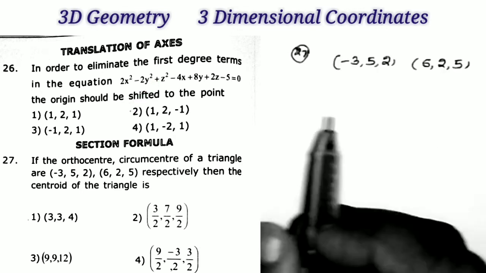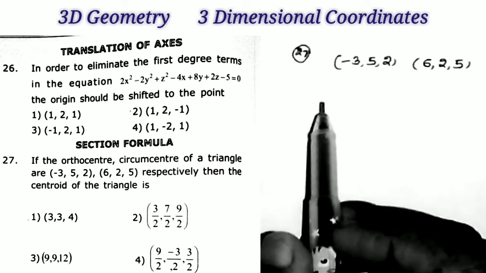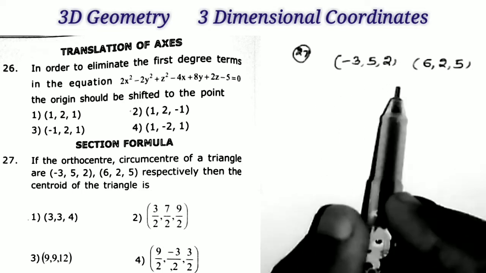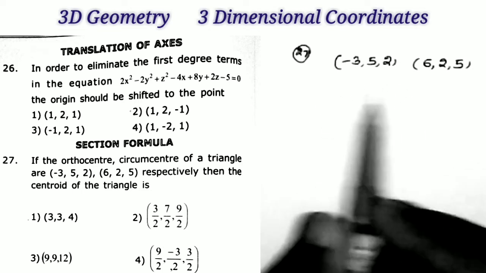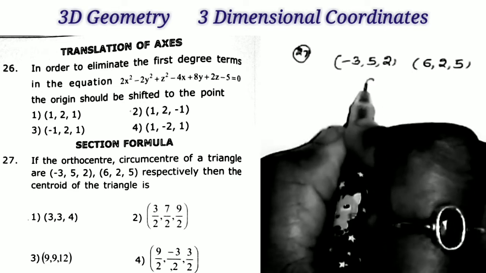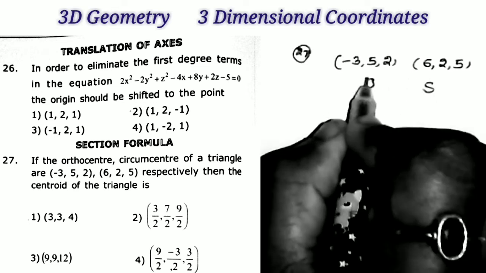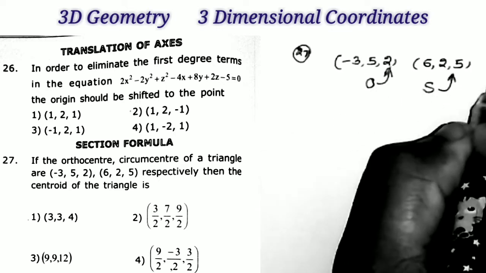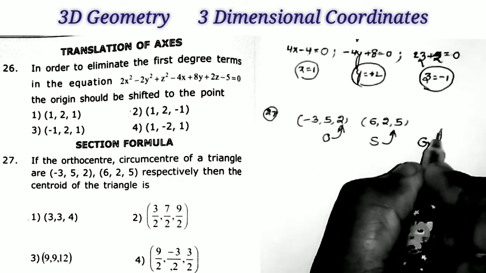That's all. Next question, sum number 27. If the orthocenter and circumcenter of a triangle are (minus 3, 5, 2) and (6, 2, 5) respectively, then the centroid of the triangle is equal to. So given here are the orthocenter and circumcenter of the triangle. These 2 points are given. We want the centroid value. Okay, that is the given question.